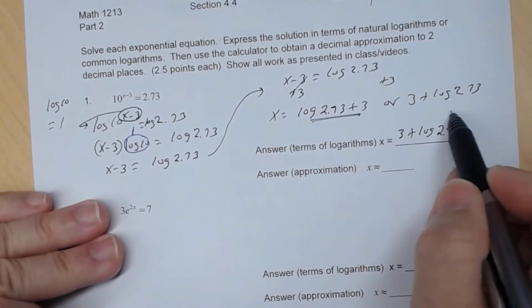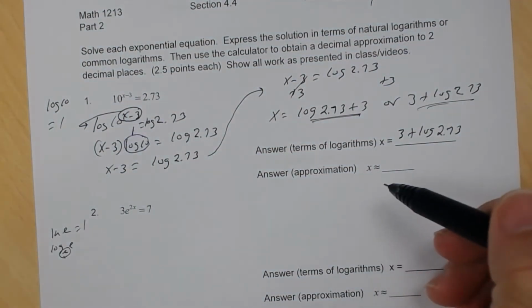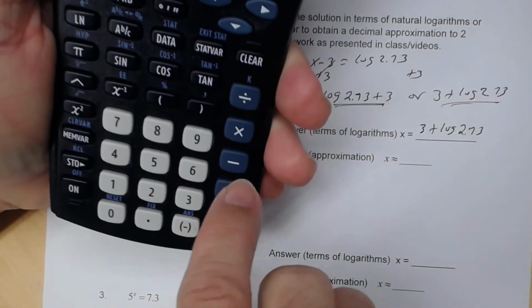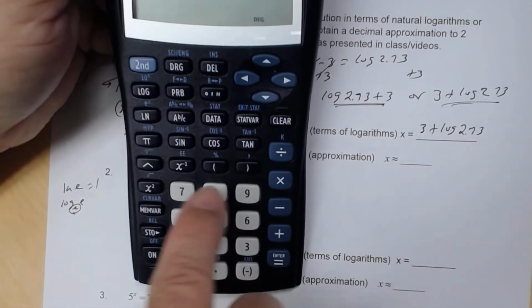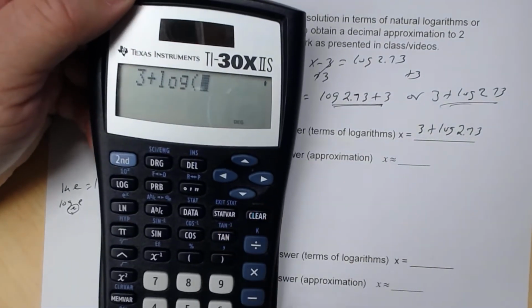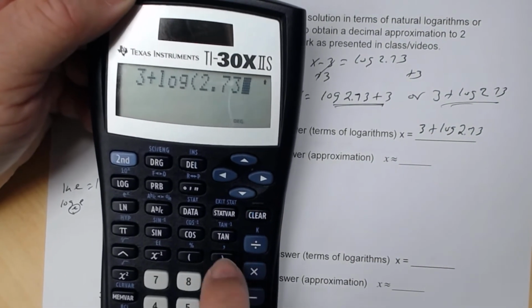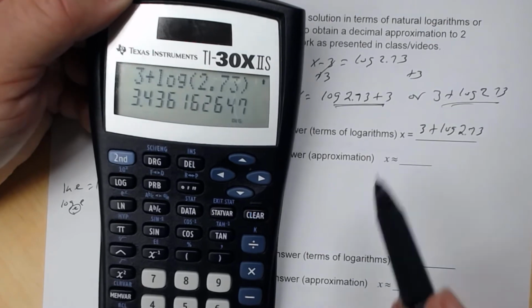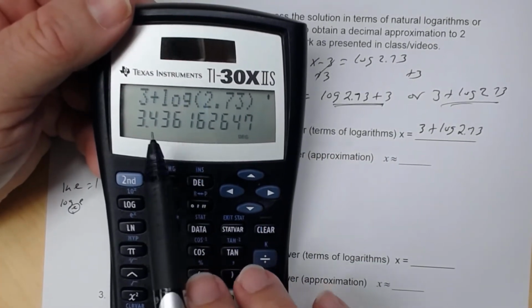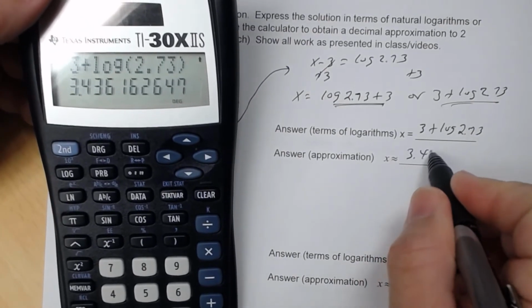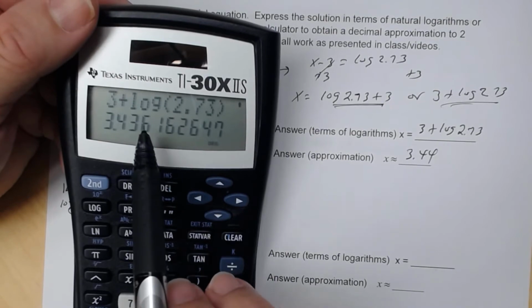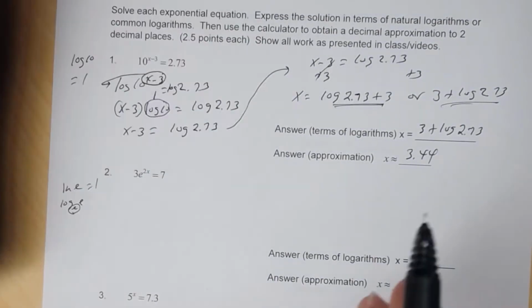It does not matter. Okay, now you want to approximate this. So in your calculator, this part's easy. You're just going to say 3 plus the log. Notice it puts the parentheses in there for you. So you're going to say 2.73, close the parentheses, press equal, and it's set to 2 decimal places, so it'll be 3.44. So 3.44. Alright, so you're rounding to the hundredths place. You got to look at the thousandths place. If this is 5 or bigger, you got to add 1 to the hundredths place.